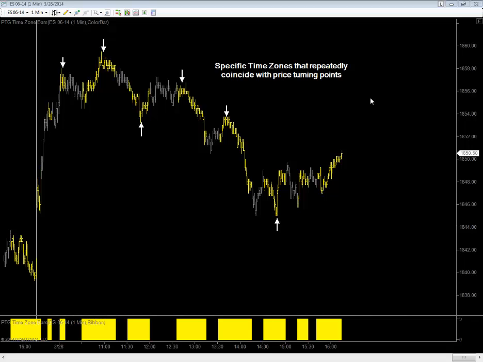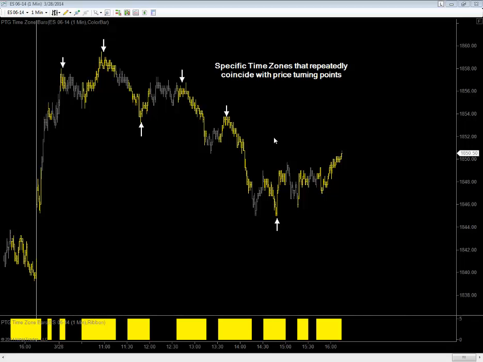Okay, we're taking a look at a 1-minute chart of the S&P E-mini here from March 28th, 2014. And the time zone pivots that we have showing are colored in yellow. And there's two versions. We can use a time zone bar, which paints right on the price bars, or we can use a time zone ribbon if you prefer, and that is painted down below in a subgraph window. I've displayed both of them here to show the flexibility of the display.